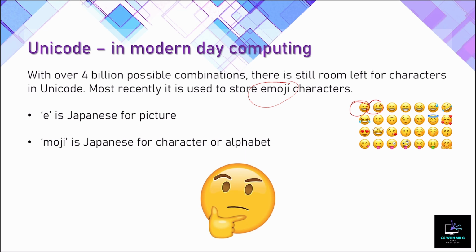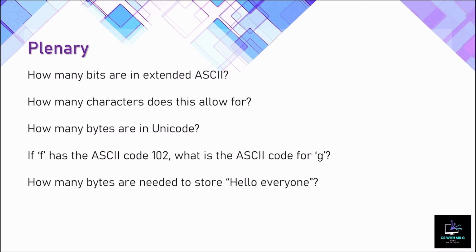And just out of interest, the term emoji, E is Japanese for a picture, and moji is Japanese for a character. So a picture character. And as we know, emojis are the typical standard of communication in today's world. And that's pretty much it for character sets, guys. Okay, so a nice, easy lesson to follow.